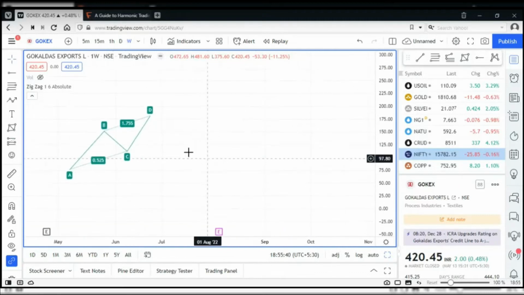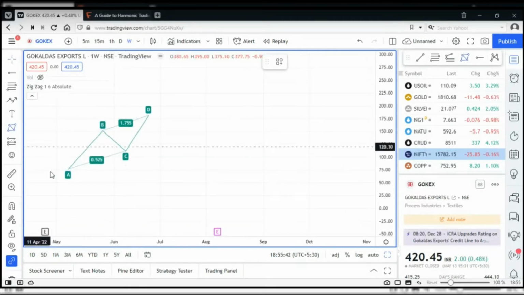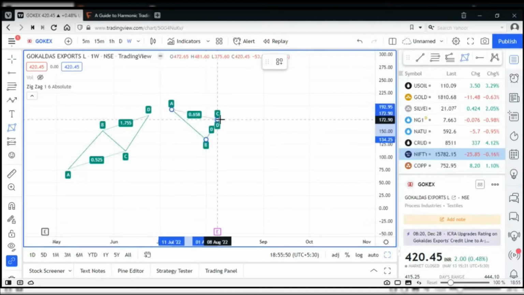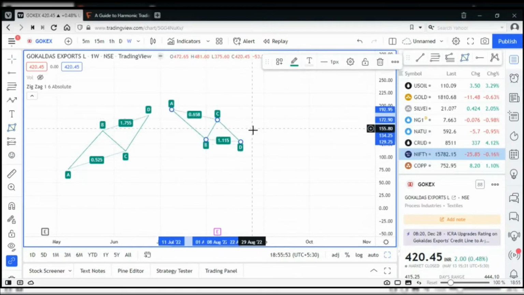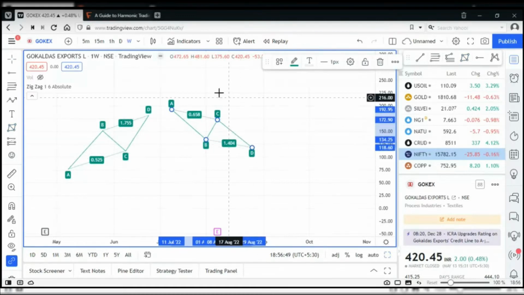This is the 4 point pattern A, B, C, D. So if D comes upper side, it's bearish, and A, B, C. If D comes downside, it's bullish. So what are these values?